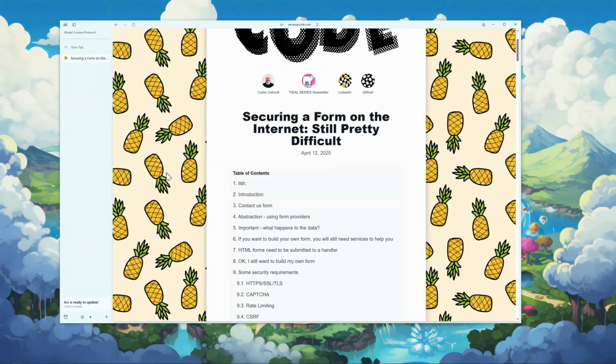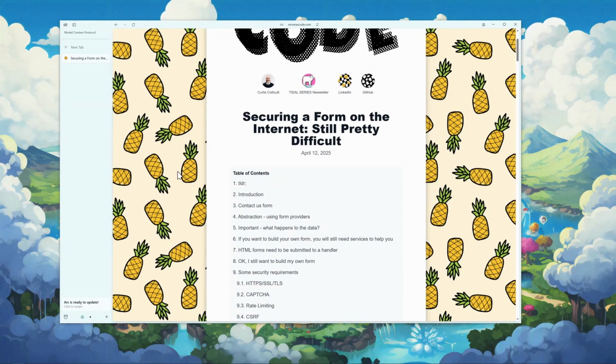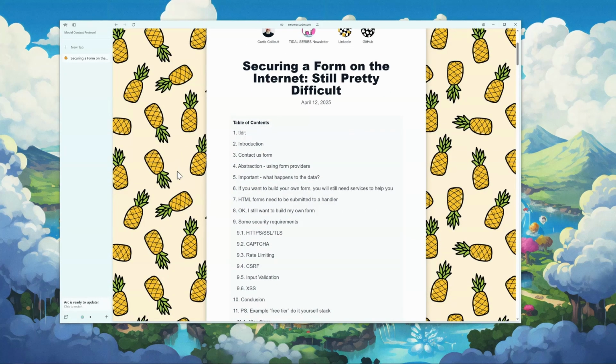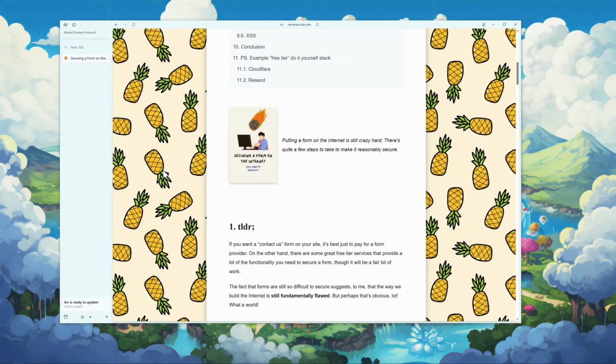For whatever reason, I needed to have a website that had a contact us form. It's not this website, but it's another one. And I sort of went through the process of thinking, well, what does that look like? How do you actually do that? And it's still kind of complicated, still pretty difficult, depending on your perspective.